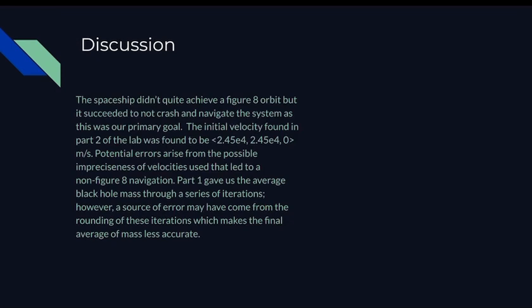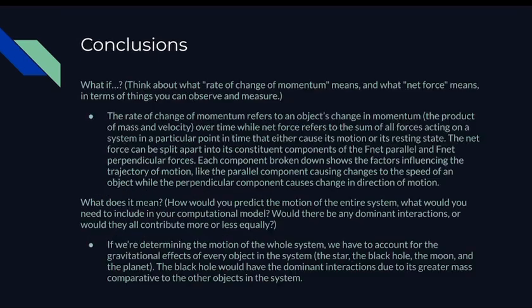And then for the discussion, the spaceship didn't quite achieve a figure-8 orbit, but it succeeded to not crash and navigate the system, as this was our primary goal. The initial velocity found in part 2 of the lab was found to be 2.45 e to the 4th, 0 meters per second. Potential errors arise from the possible impreciseness of velocities used that led to a non-figure-8 navigation. Part 1 gave us the average black hole mass through a series of iterations. However, a source of error may have come from the rounding of these iterations, which makes the final average of mass less accurate.